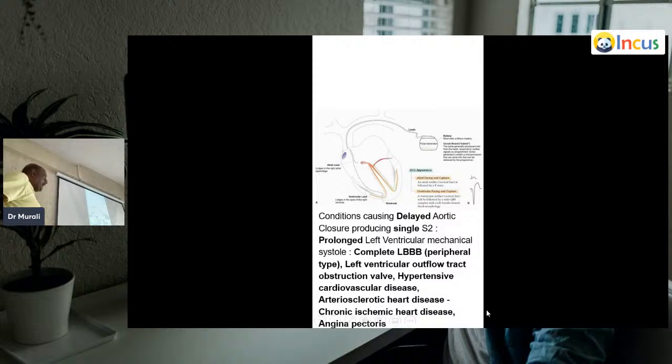So, complete LBBB, any left ventricular outflow tract obstruction, or any hypertensive cardiovascular disease. Suppose the left ventricle has to pump against a very high pressure in the root of the aorta, it will be delayed by the time it finishes the job and the aortic valve closes. That makes A2 and P2 come closer, and that leads to the development of a single S2. So you should remember the 7 to 8 causes leading to a single S2. Any delayed A2 or early P2 will lead to it.